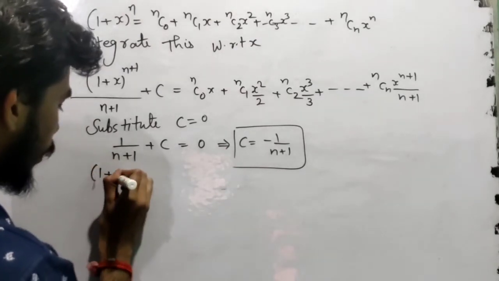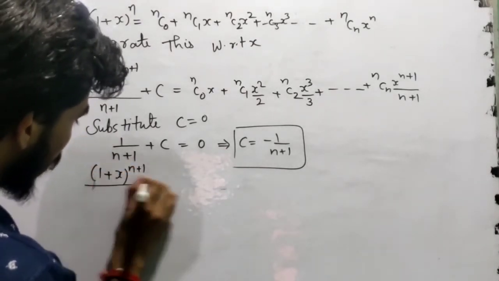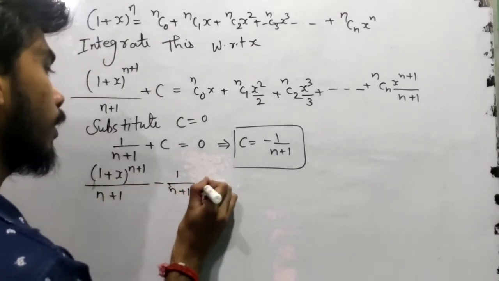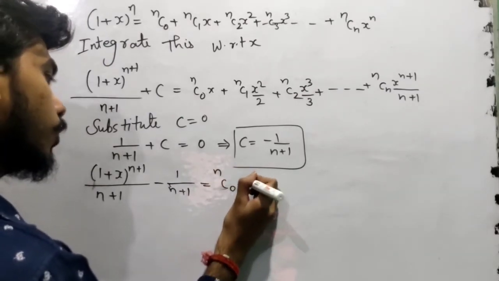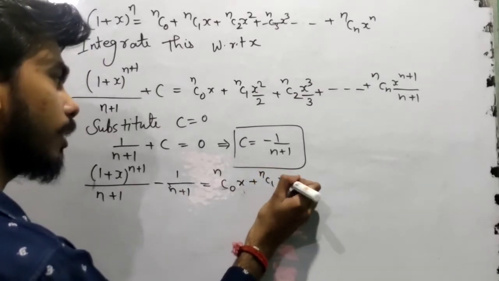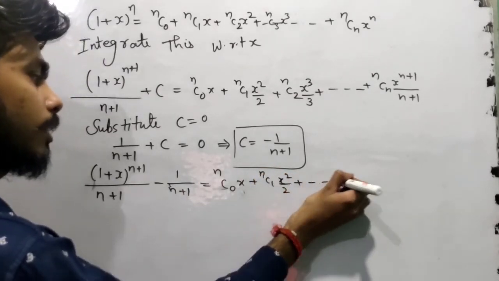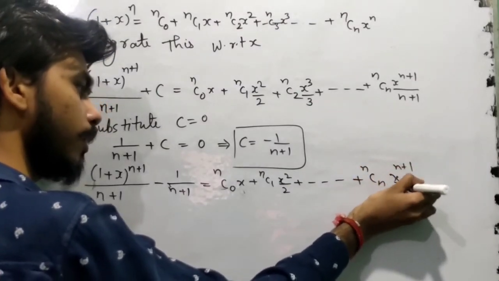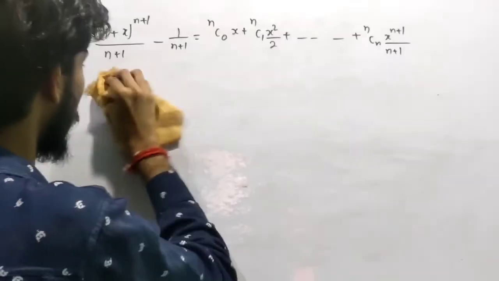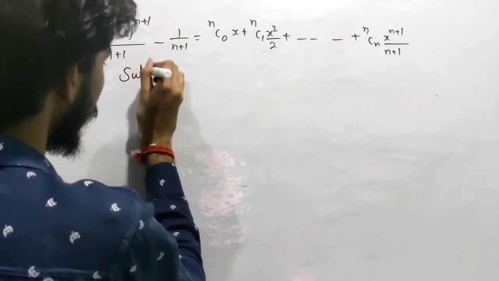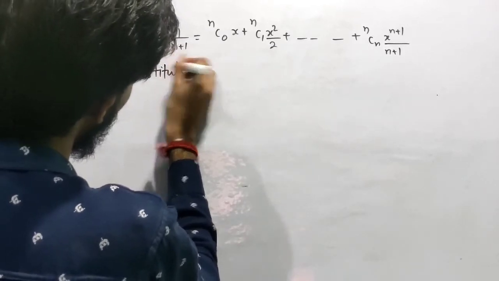So you will get (1 plus x) to the power n plus 1 upon n plus 1 minus 1 upon n plus 1 equals nC0 x plus nC1 x square by 2 plus up to nCn x to the power n plus 1 upon n plus 1. So always remember, for finding the sum of binomial coefficients, substitute x equals 1.